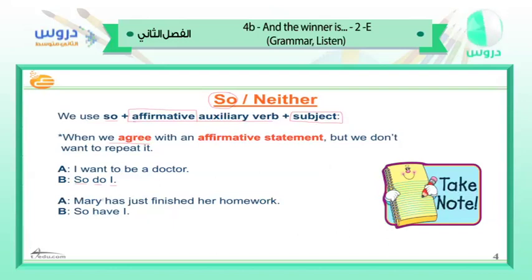Let's take another example. Mary has just finished her homework. So have I. So, affirmative auxiliary verb, not haven't, then I, the subject. Hope you got it.